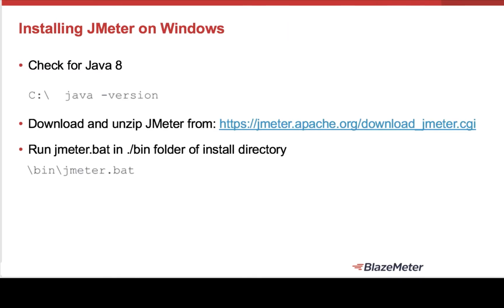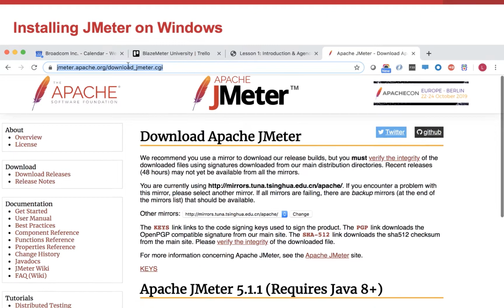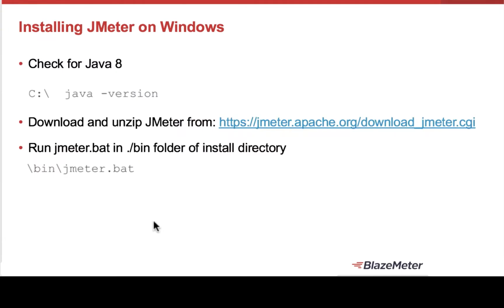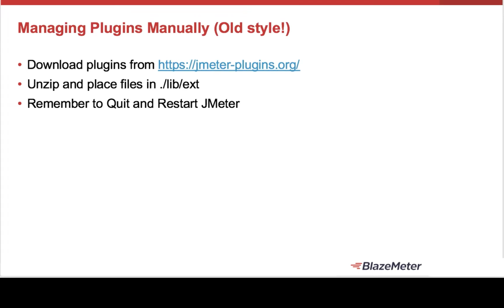For Windows, you will also need to check the version of Java. Then you will need to download and unzip JMeter from this website. So if we go into the JMeter Apache website, we can download the zip file. After unzipping the file, we will need to run the jmeter.bat file, which is located in the bin folder of the install directory. Let's move on to install the plugins.